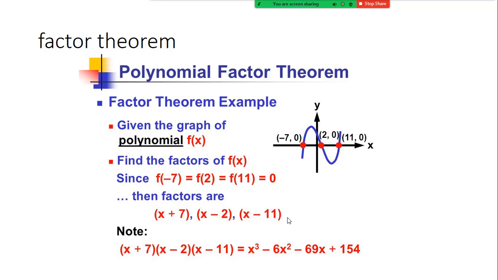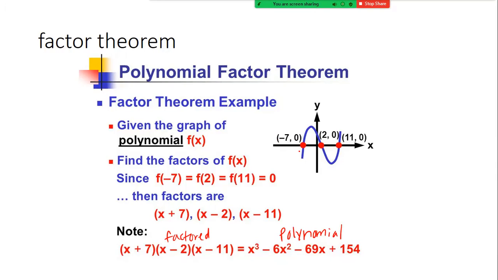Your factors and your roots, your zeros, are always opposite of each other. So if it's -7, then your factor is going to be x plus 7. If it's +2, then your factor is going to be x minus 2. So when you write it, now you have your factored form. This is your factored form, and this is your polynomial form. And this works vice versa. If you have your factored form, then you know your zeros. So again, that's the factor theorem, basically.